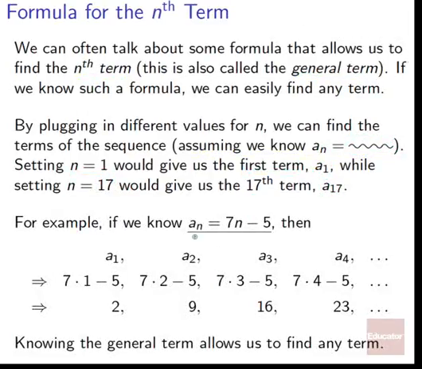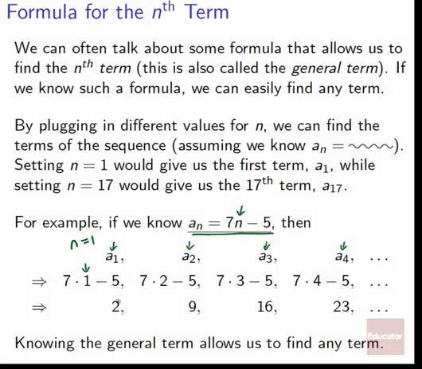For example, if we know an equals 7n minus 5, then we've got the sequence a1, a2, a3, a4. Well, notice here in a1, that means n equals 1. So we swap out the n in 7n minus 5 for 7 times 1 minus 5.